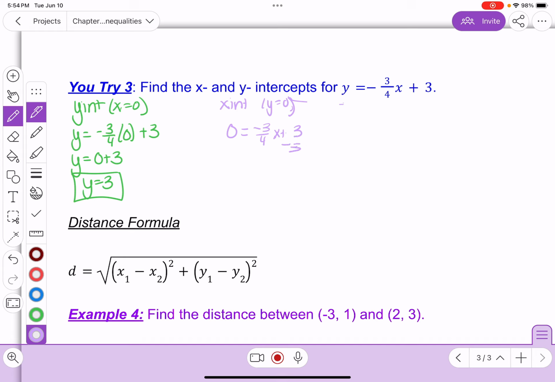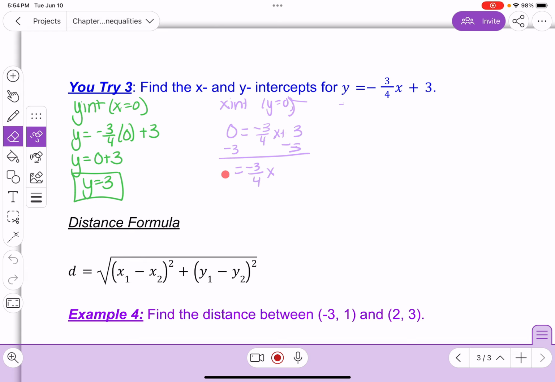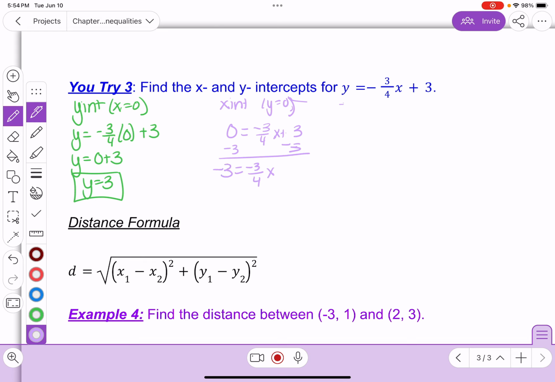I'm going to subtract 3 from both sides. So I'm going to say 0 minus 3 is negative 3, so negative 3 equals negative 3/4 x. To get that 4 off the bottom, I'm going to multiply both sides by 4, because that's how you undo the division of a fraction. Negative 3 times 4 is negative 12. So negative 12 equals negative 3x.